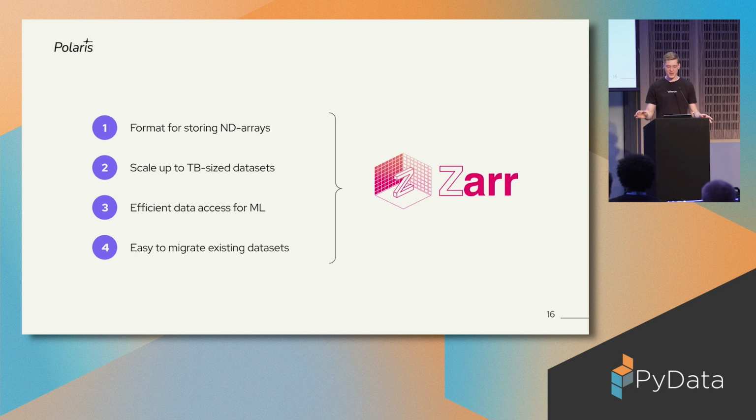Okay, so if we sum that up, we were looking for an efficient format for storing ND arrays. We wanted it to be able to scale up to terabyte-sized data sets. We wanted efficient data access for machine learning, and we wanted it to be easy to migrate existing data sets to this new format. And what we landed on was the usage of Zarr.